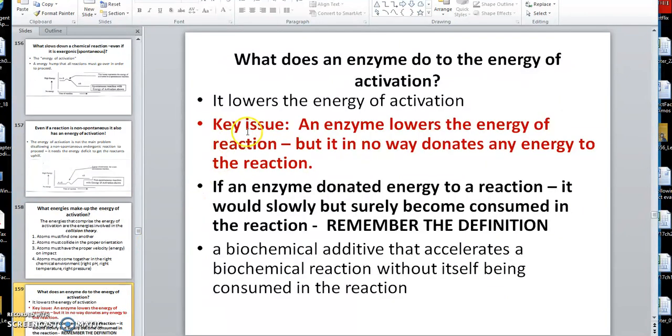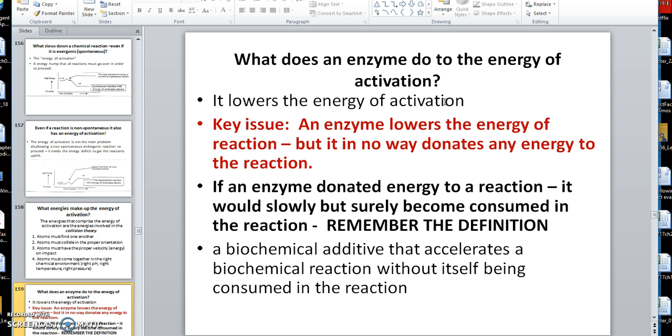Go further. What does an enzyme do to the energy of activation, that hump? It lowers the energy of activation. Now let's go back to the definition. An enzyme accelerates a chemical reaction without being, quote, consumed in the reaction. Accelerates a chemical reaction without being consumed.